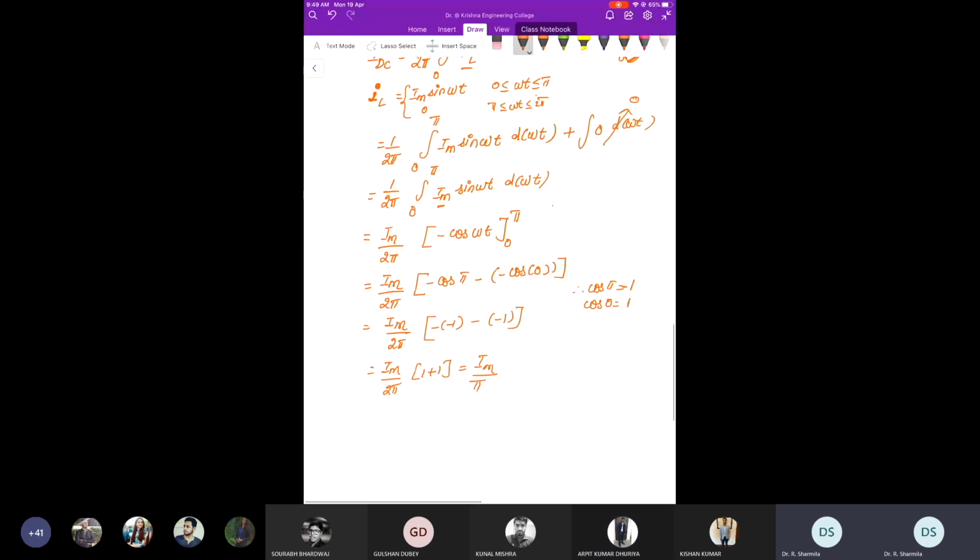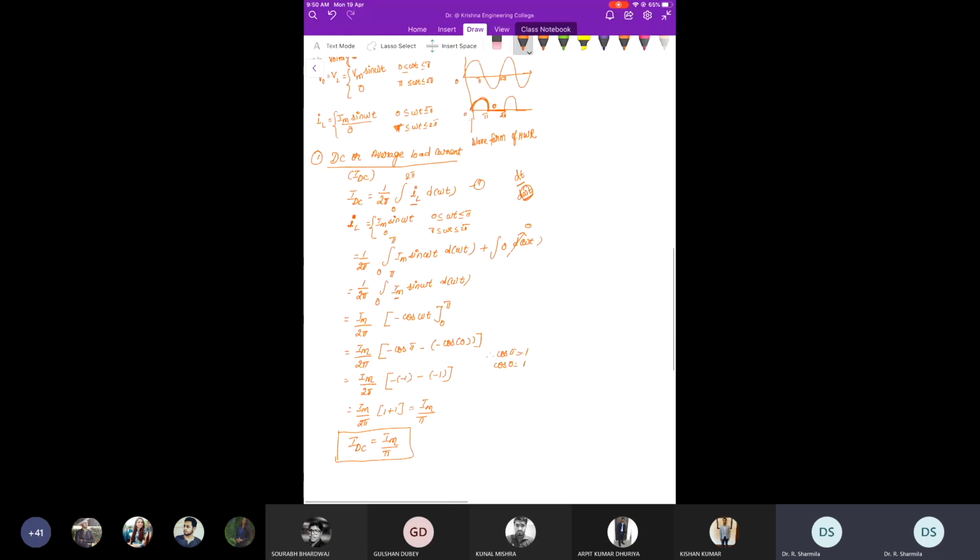Okay, beta. So now you got your IDC, that is Im by pi. Why are we measuring these values? From these values, we are going to measure the efficiency of the rectifier, and how much AC component and DC component are there. We are going to measure 5 to 6 parameters. So is it clear how we are measuring the average load current? Shall I proceed?